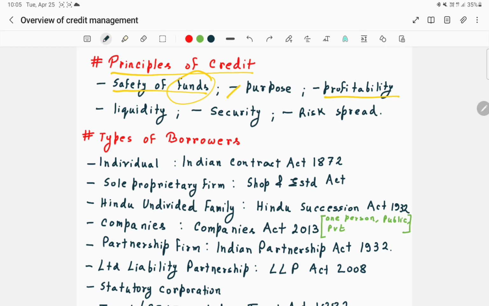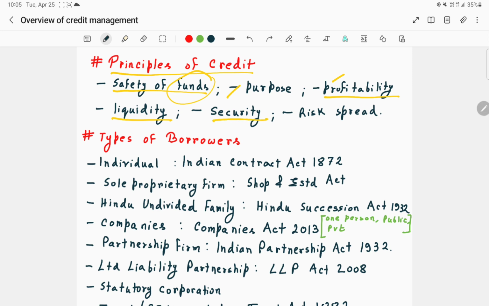Then profitability. If a businessman is taking a loan, you have to see that the business is a profitable one, because unless the business is profitable, they cannot pay the loan in time. Then liquidity of the business. There must be some proper cash flow in the business, because if there is no cash flow, there is no guarantee that the loan will be repaid.